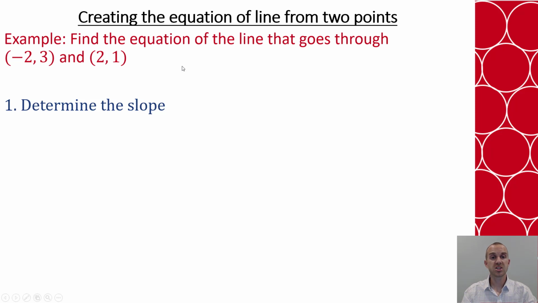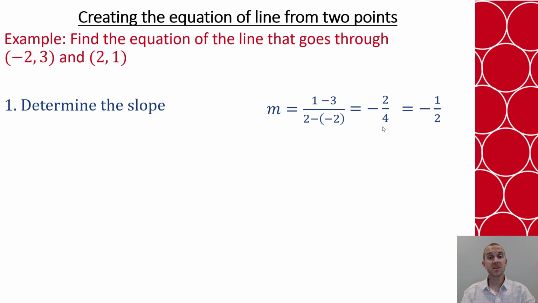So I'm going to take the change of my y's over the change in my x's. 1 minus 3, 2 minus negative 2. And remember, minus negative makes it plus positive. So I have negative 2/4, and I'll simplify that to negative 1/2.